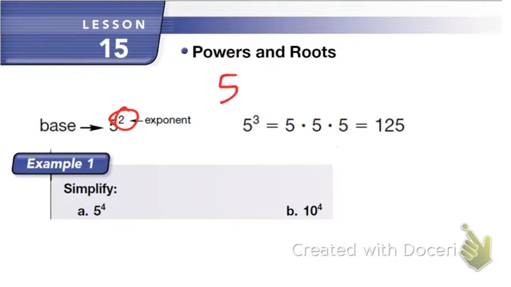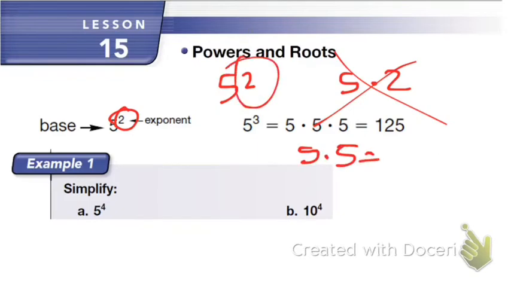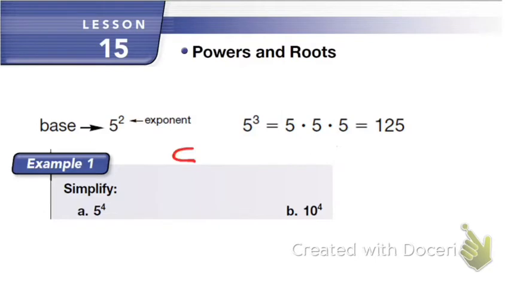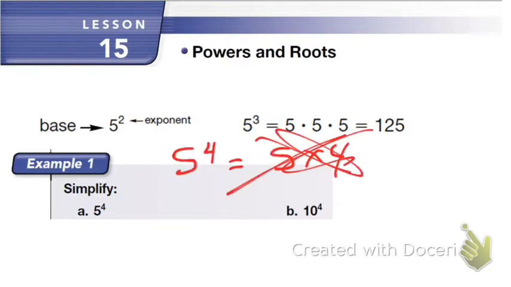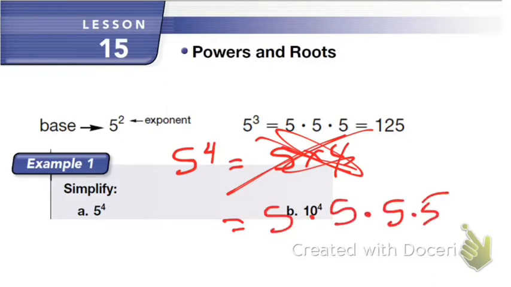So 5 squared does not mean 5 times 2. That is not what it means. 5 squared means 5 times 5. The exponent tells you how many times to multiply the number by itself. So if we had 5 to the fourth power, again, that would not be 5 times 4. That would be wrong. It would be 5 times 5 times 5 times 5, because the exponent tells us that we have to multiply 5 by itself 4 separate times.